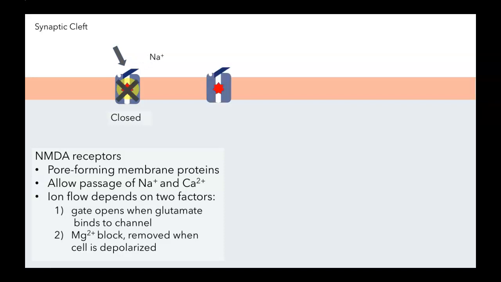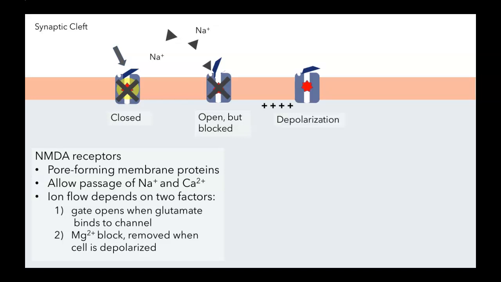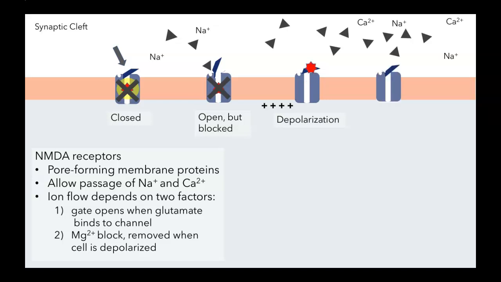Sodium can't enter. Even if we add some glutamate, the glutamate can come and bind, and that will open up the ligand gate, but there's still no way for the ions to move through because of the magnesium block. However, if the cell is depolarized, it gets more positive, and that will remove the magnesium block. And now when glutamate comes and binds to its binding site and the ligand gate opens up, sodium and calcium can flow into the cell.